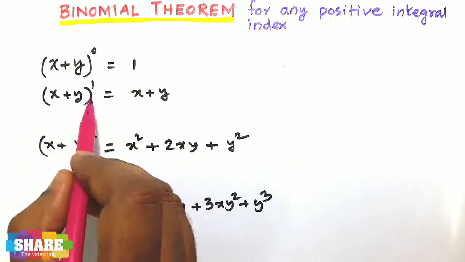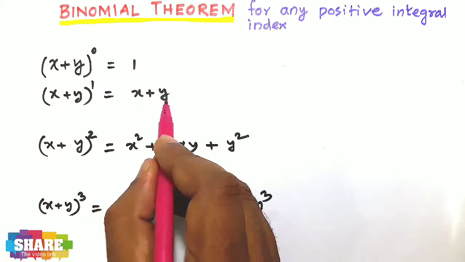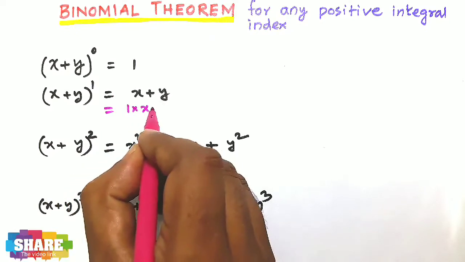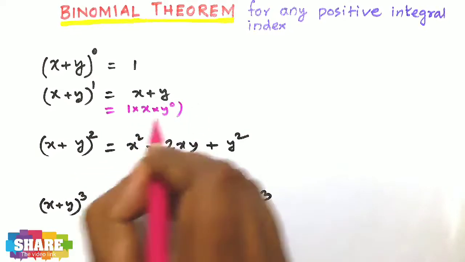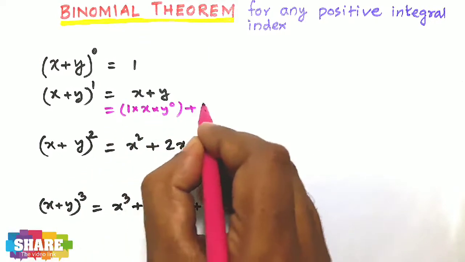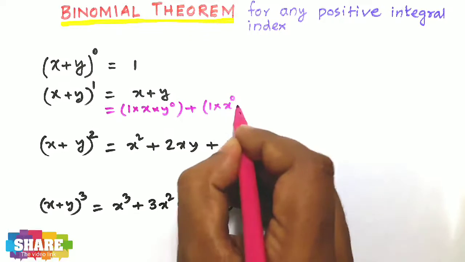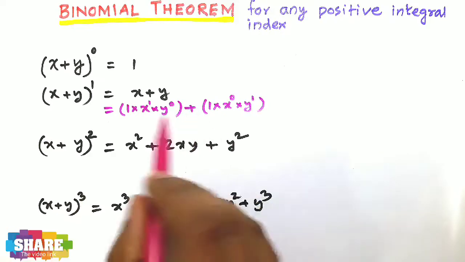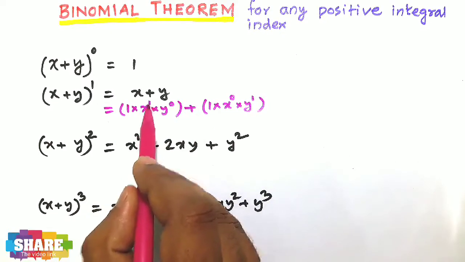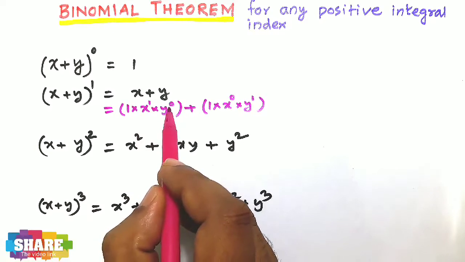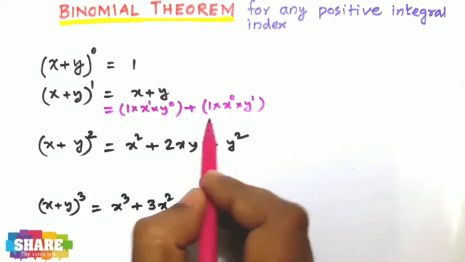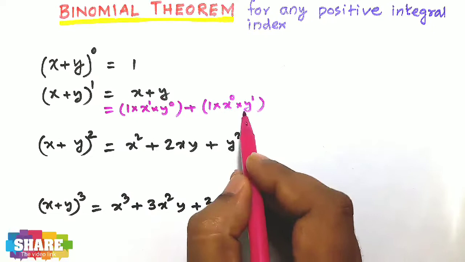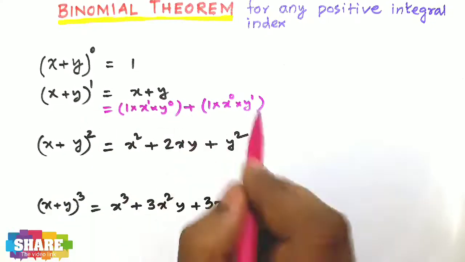Now (x plus y) to the power 1 is equal to x plus y. Can you write x plus y as 1 into x into y to the power 0? This is the first term, and the second term is 1 into x to the power 0 into y to the power 1. Here x is equal to 1 into x to the power 1 into y to the power 0. You know, y to the power 0 is equal to 1. Obviously, on the other hand, this y can be written as 1 into x to the power 0 into y to the power 1.